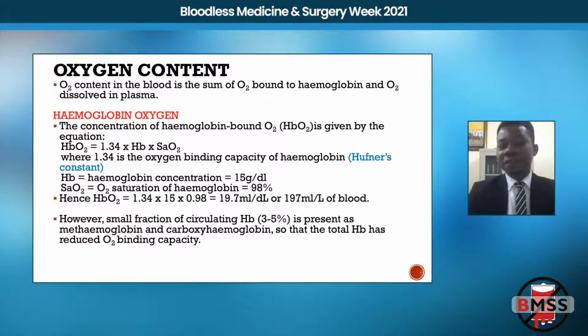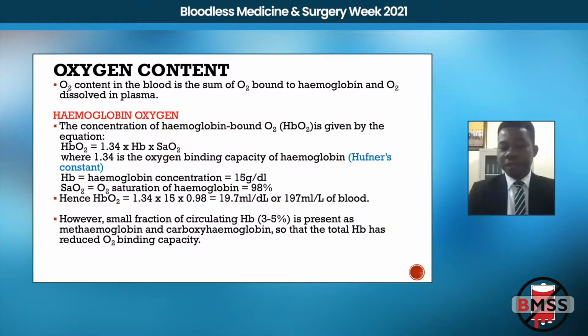Now, oxygen content in the blood is nothing but the sum of oxygen bound to hemoglobin and the oxygen dissolved in the plasma. Oxygen bound to hemoglobin is 1.34 times the Hb concentration of the patient, times the oxygen saturation. The 1.34 is referred to as a constant, which is nothing but Hüfner's constant, okay?